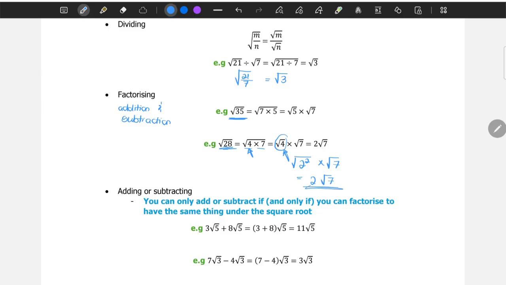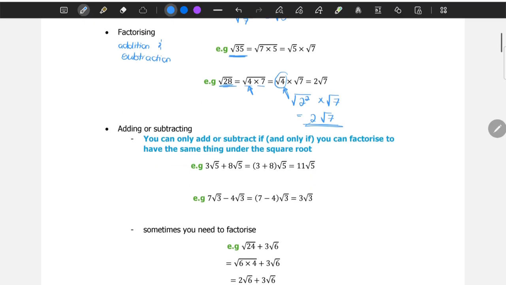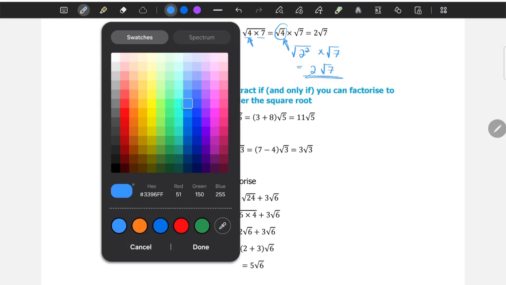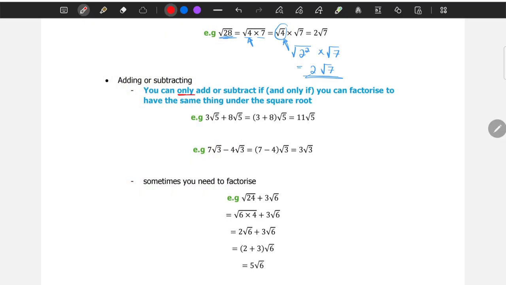Yes, because to remove the square root, if it's something that is a perfect square, it becomes the root of that number. So you can only, like I mentioned, add or subtract if and only if you can factorize to the same thing under the square root. You can't add square root of 5 plus square root of 7, right? You can only add if both of the square roots have the same number under. It has to be the same number under. So for example, here we have 3 square root of 5 plus 8 square root of 5. So by factorization, we factor out square root of 5, which means it's going to be 3 plus 8, which is 11.